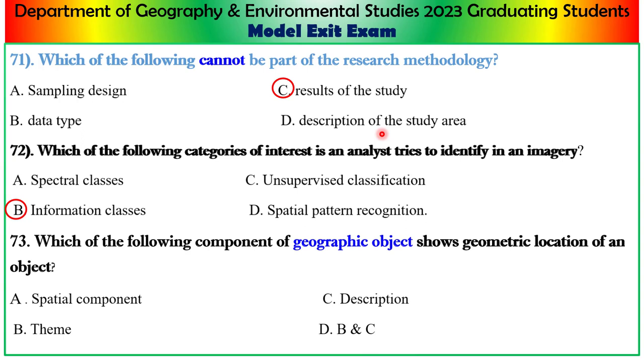73. Which of the following components of geographic object shows geometric location of an object: a) spatial component, b) time, c) description, d) b and c.